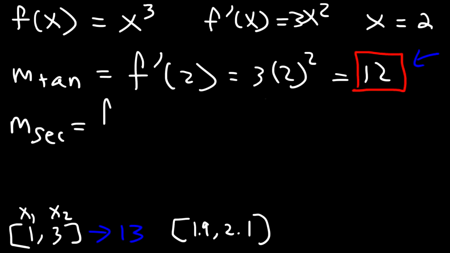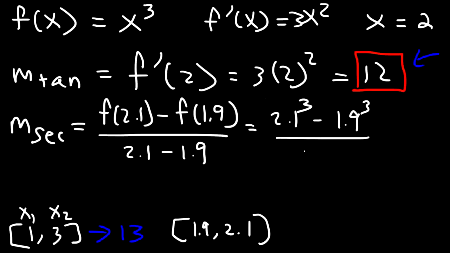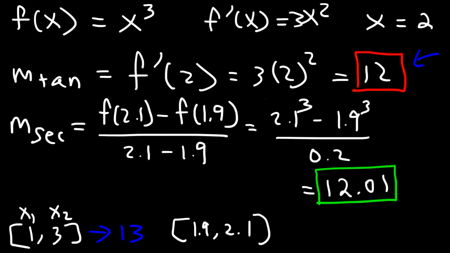So it's going to be f of 2.1 minus f of 1.9 over 2.1 minus 1.9. So let's plug in 2.1 into that expression. So that's going to be 2.1 to the third power minus 1.9 to the third power, over 2.1 minus 1.9, that's 0.2. So if you plug this in, you should get 12.01. And notice that this is a very good approximation to the slope of the tangent line.